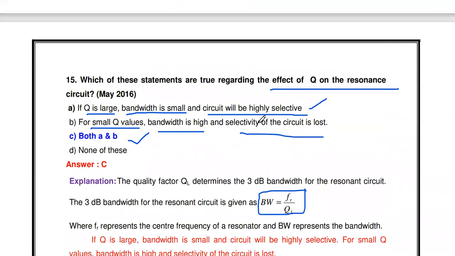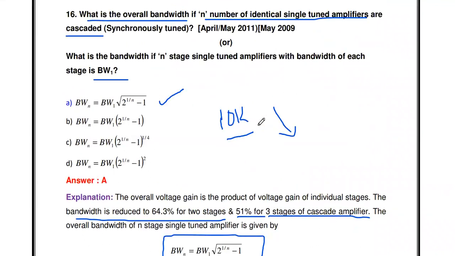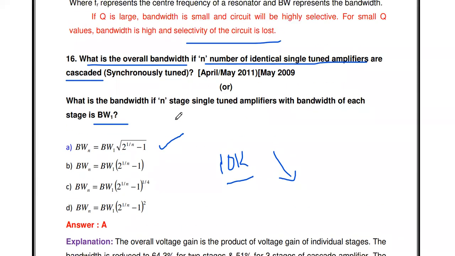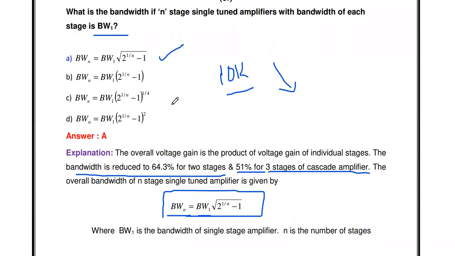Similarly, if n number of single tuned amplifiers are connected in cascade, the overall bandwidth is the single stage bandwidth into square root of 2 to the power 1 by n minus 1. Sometimes they will ask how much bandwidth reduction we will get. If two stages are connected, the bandwidth reduction is 64.3%. If three stages are connected, the bandwidth reduction is 51%. So we may get this question also. These are some of the questions from the single tuned amplifier.